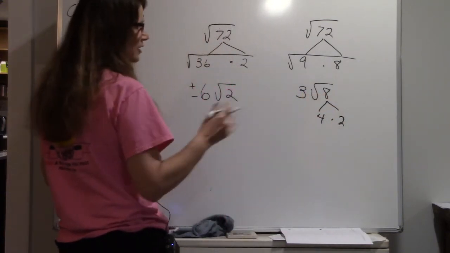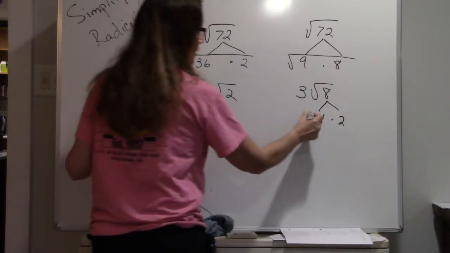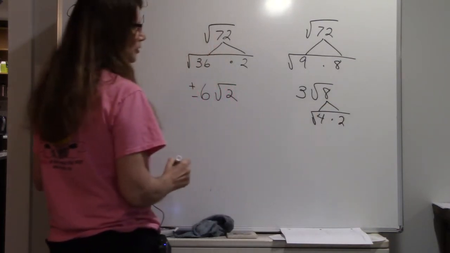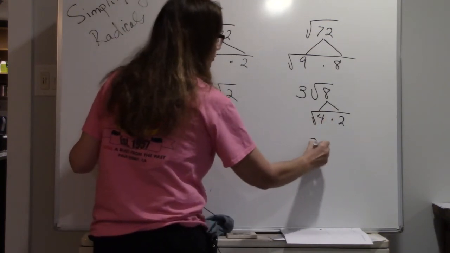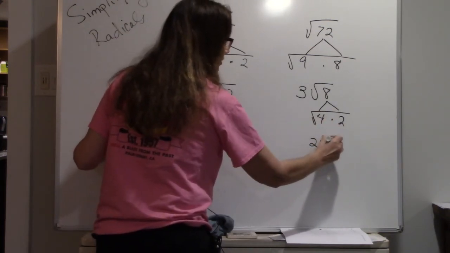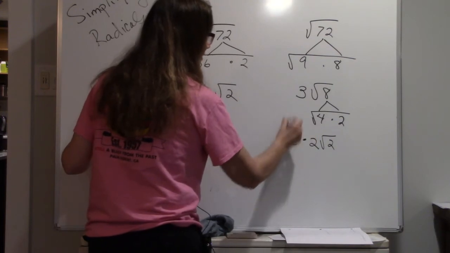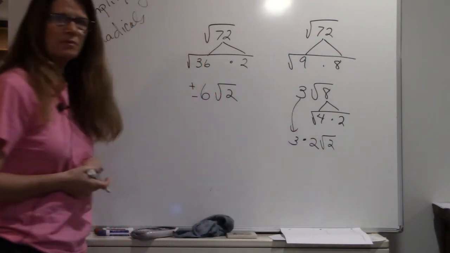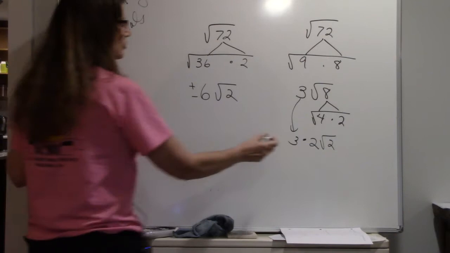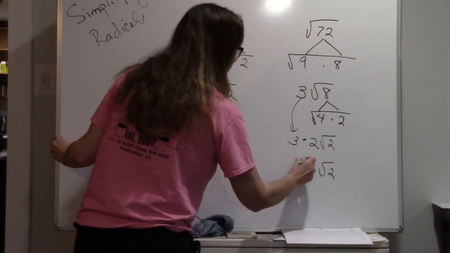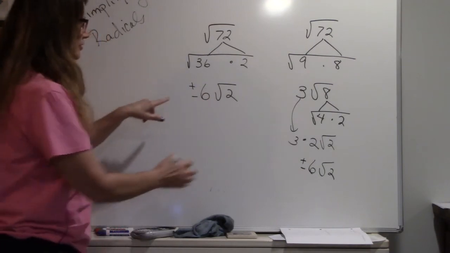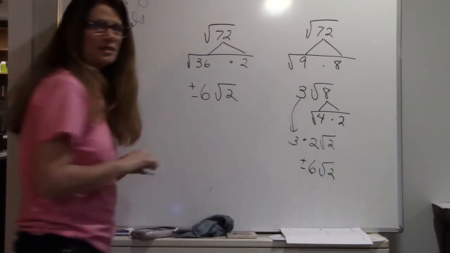So 8 is 4 and 2. 4 is a perfect square. I'm going to take the square root of both of those. So the square root of 4 is 2. This square root of 2 stays underneath, but I had this 3 still. So I still have to use that 3. So I'm multiplying. 3 times 2 is 6. Square root of 2, still plus or minus. You can see I still get the same answer.